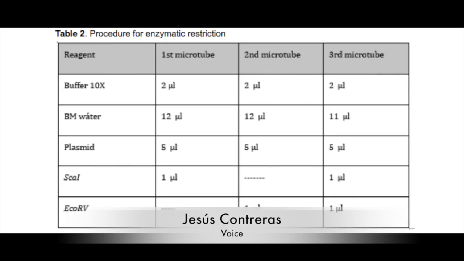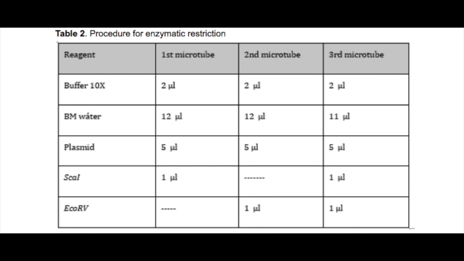Once plasmids belonging to white and blue colonies were extracted by alkaline lysis, the following protocol was considered to digest the plasmid with certain restriction enzymes, EcoRV and ScaI, in order to detect the presence of the fragment of interest, in this case the ZFY gene.